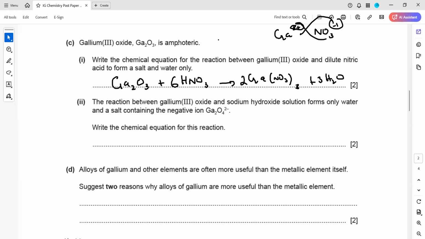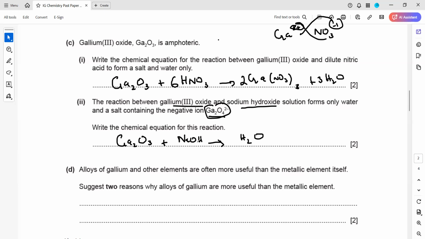The next is the reaction between gallium oxide and sodium hydroxide to form only water and a salt which contains this negative ion, Ga2O4 with the charge 2 minus. Write a chemical equation. So again, gallium oxide, Ga2O3, is reacting with sodium hydroxide to form only water. So H2O is one of the products, and a salt with this negative ion.